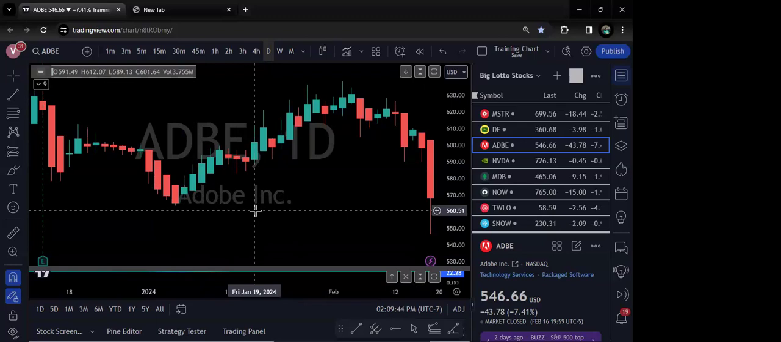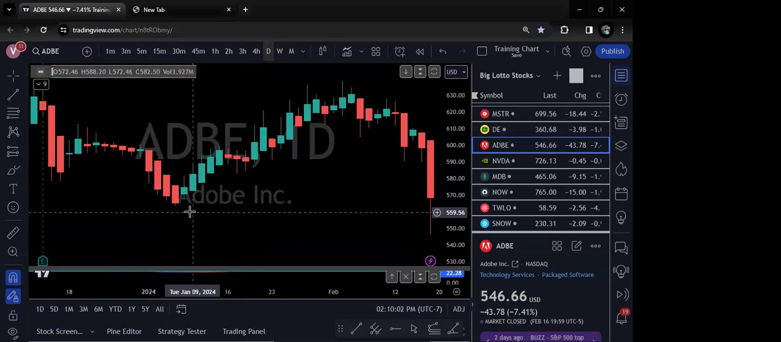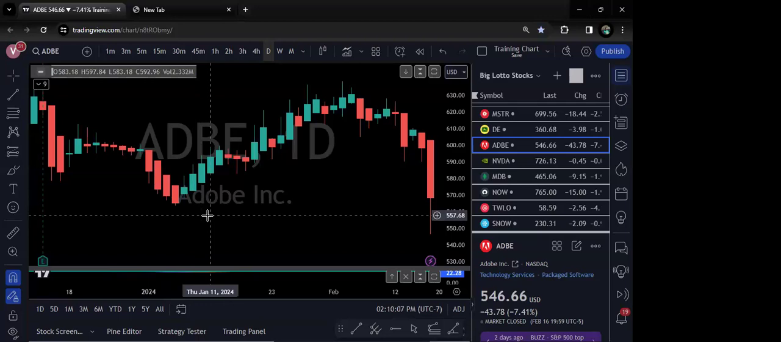A close. Where does the close have to be? Higher than the high of the previous day. Right. Now, have you ever taken keen interest to see if that's the case?